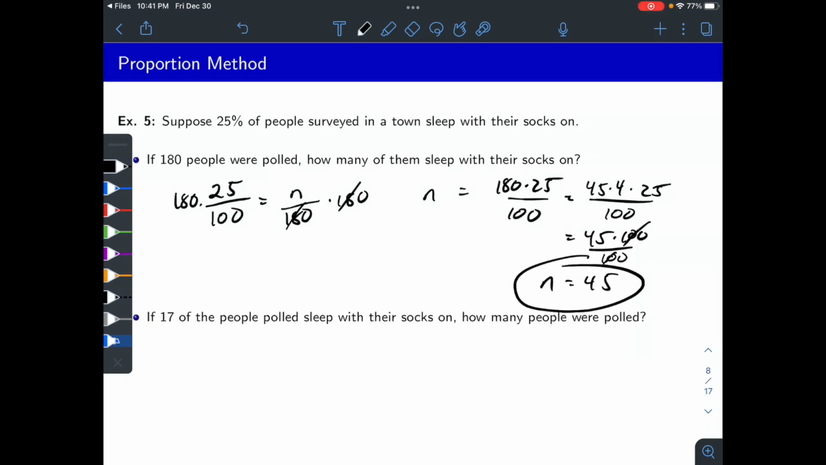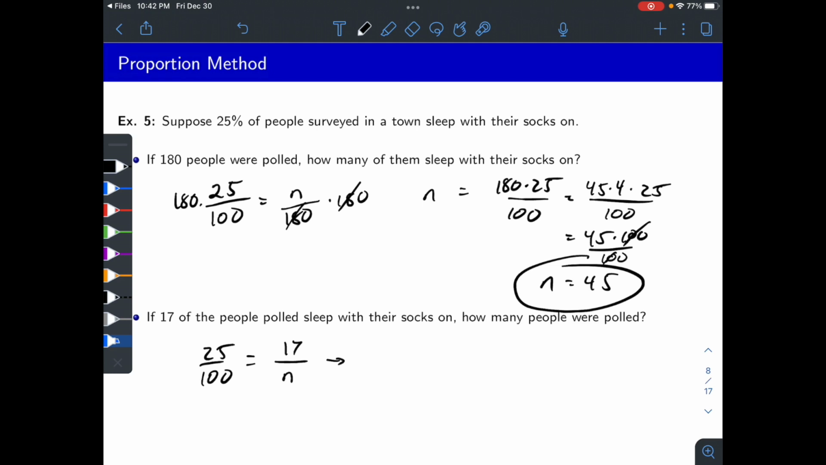All right, let's do the next one. Let's say that 17 people polled sleep with their socks on, and then let's ask how many people were polled. All right, so here we can do a similar thing. You can say 25 out of 100 people sleep with their socks on. And then here we know that 17 people sleep with their socks on. So both 25 and 17 represent the number of people sleeping with their socks on. And we don't know what the total is. So I'll say n is the number of people that were polled. And now we just need to solve for n.